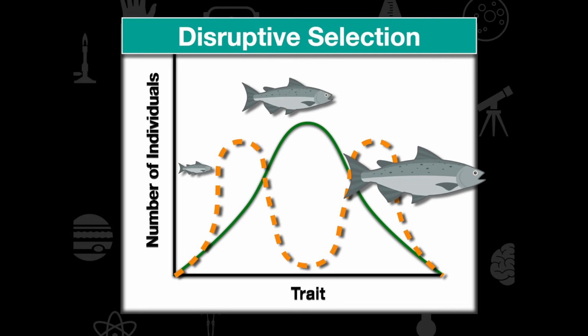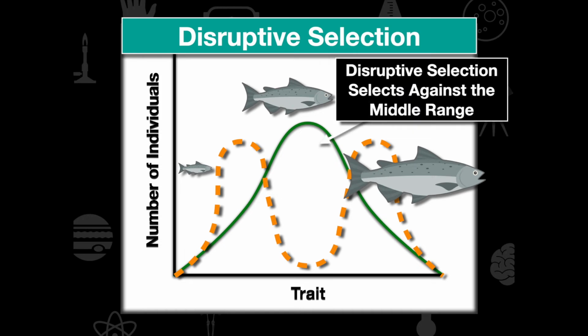Now, fish in the middle range are going to be too large to sneak past the other salmon, but too small to push and fend them off. So as a result, we see this disruptive selective curve. So disruptive selection selects against the middle range, or what would be the average if we were to see a normal bell curve.